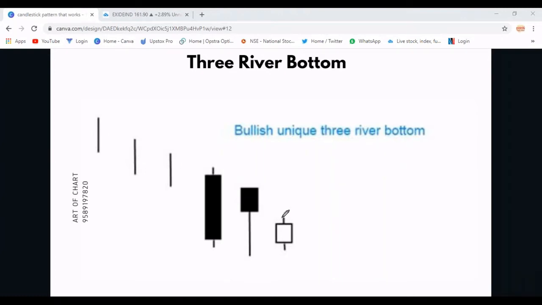Now there are a few criteria for the three river bottom pattern. The first criterion is there should be a prior downtrend. Now the patterns I am discussing, I will share the software with you as well, and that is available free of cost. You can always filter the candlestick patterns there and you will be able to visualize them. So don't worry about how we will find whether these patterns are there or not. So the three river bottom pattern will have a prior downtrend.